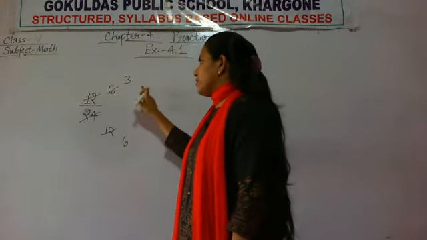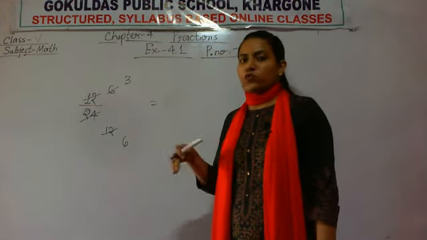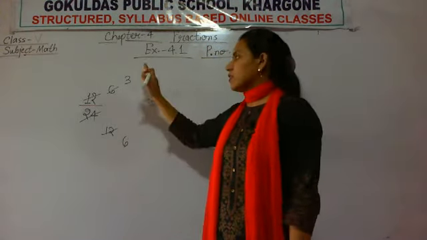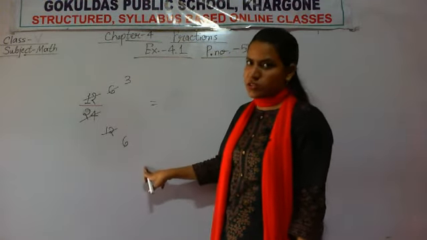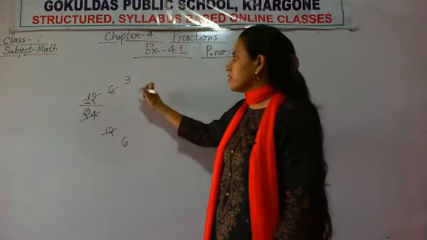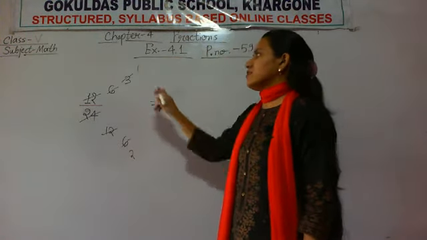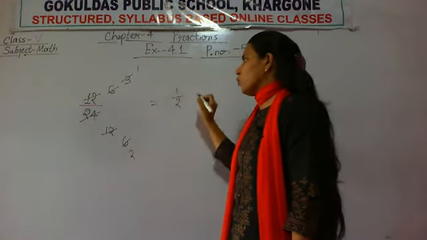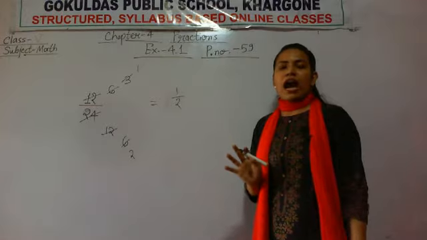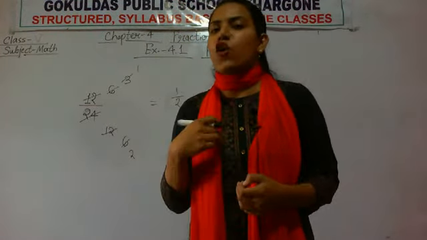Now 3 and 6 are both not divisible by 2, so we will choose the next number, that is 3. 3 is divisible by 3 and 6 is also divisible by 3. So I am taking 3 to divide. 3 1s are 3, 3 2s are 6. So now my number is 1 upon 2. 1 and 2 are not divisible by a common number.